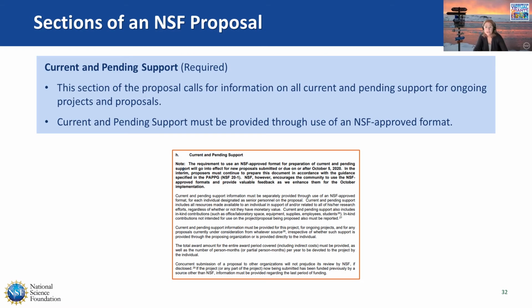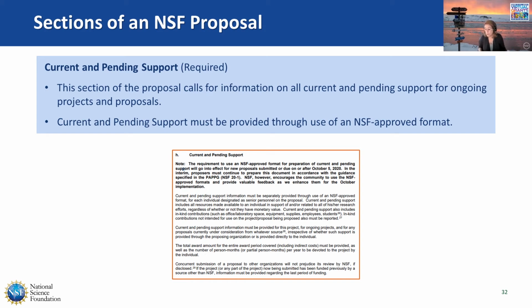Now I'd like to go into current and pending support. Current and pending support is a very, very important section of the proposal. Many of you have heard or read in the newspapers all of the concerns on Capitol Hill, as well as written in articles about the whole area of research protection. So I would like to make you understand what exactly NSF uses this particular section of the proposal for.